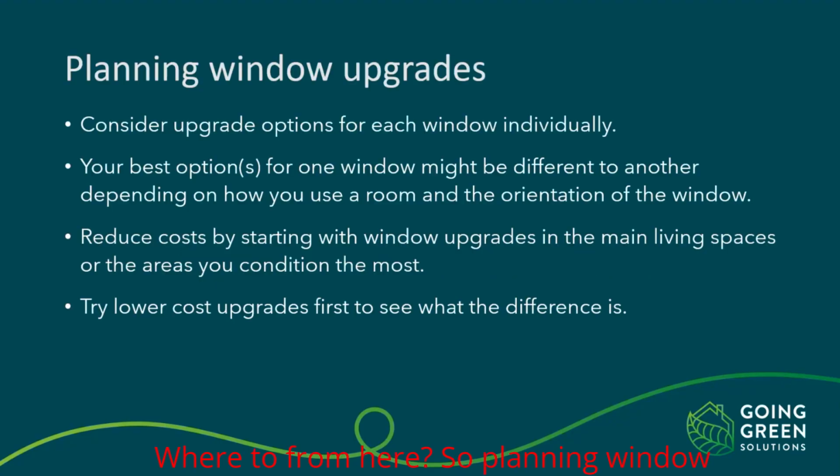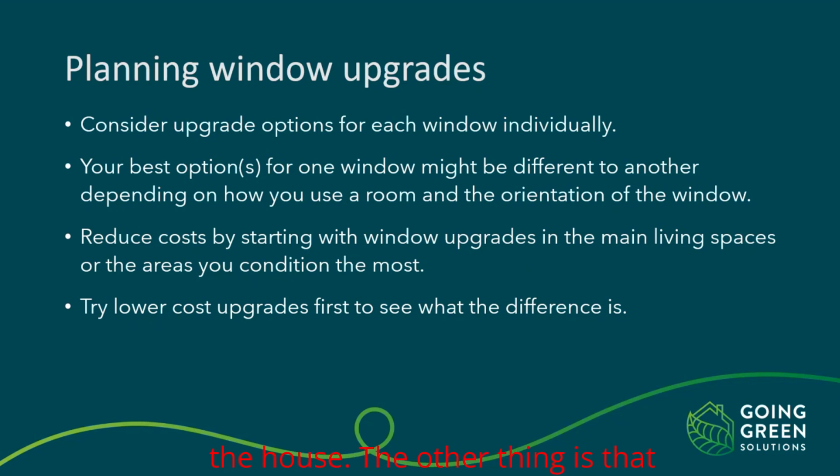Where to from here? Planning window upgrades, one thing that I think is really important with windows is that it doesn't have to be one thing for everything. I'd encourage you to think about every window as its own unique thing and also different zones of the house as their own thing. So for example, you might decide to focus your efforts on the main living space and kitchen where you spend the most time and when you heat and cool the most, and make that really cozy, and then think of other parts of the house.